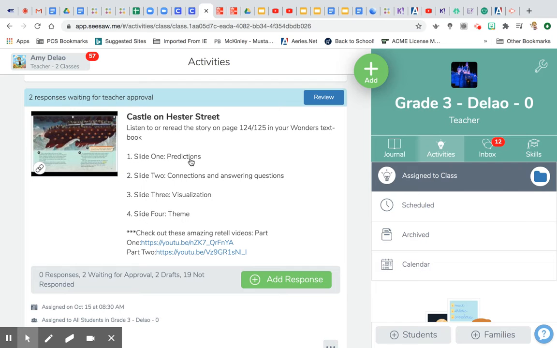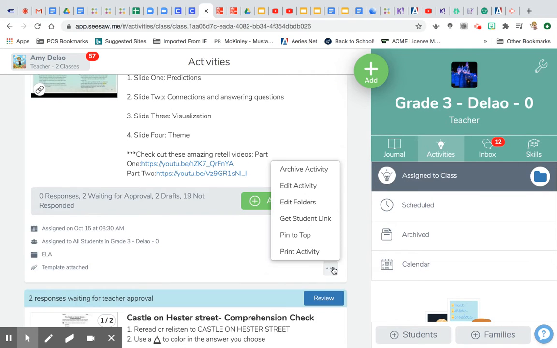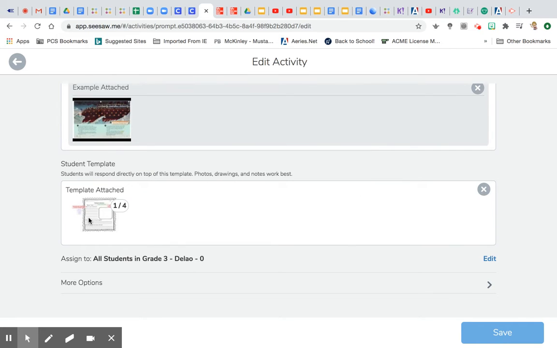In class today, we did predictions, connections, visualizing, and theme. We didn't do answering. There were a few questions to answer, but you don't need to ask questions. If you wanted to add a page, feel free to. So I'll show you the exact assignments right now.